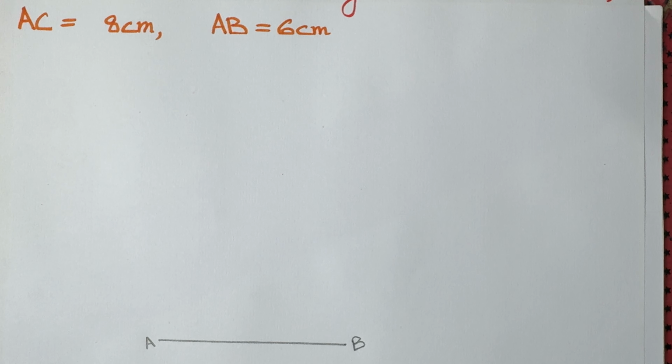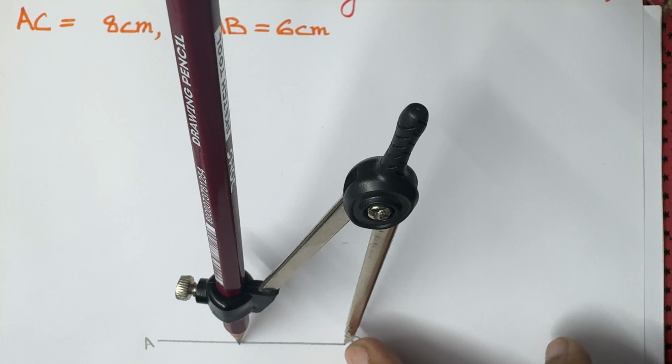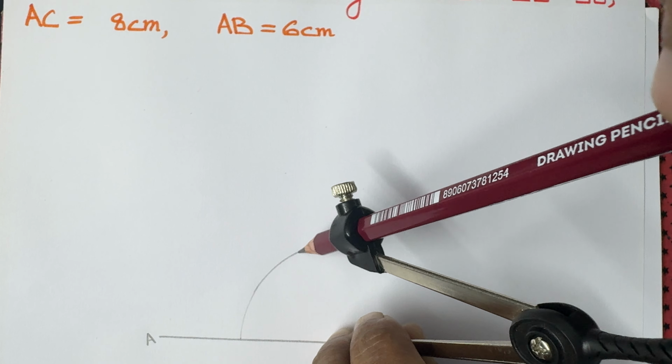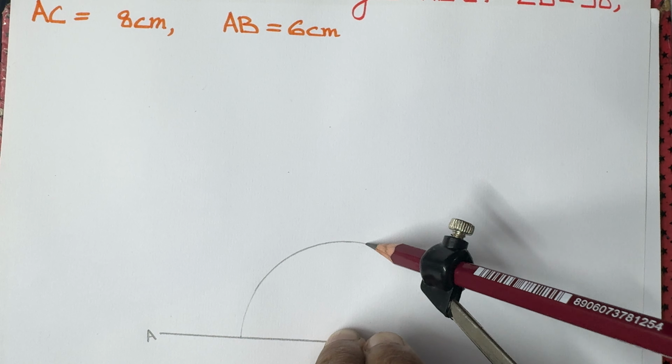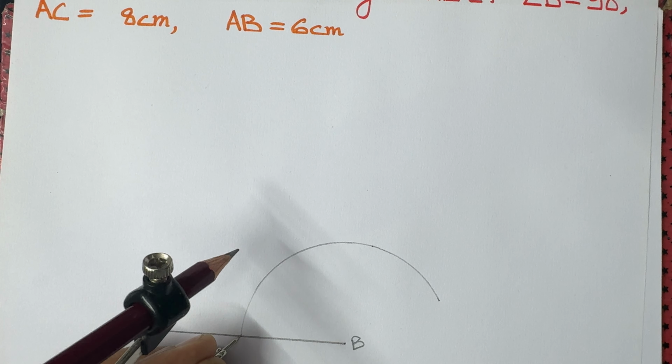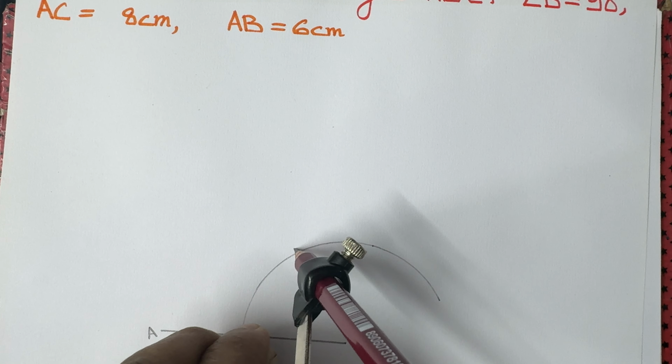Next, we want to draw angle B that measures 90 degree. To draw angle B that measures 90 degree, we take a compass and draw a circular arc. Without changing the radius, draw several circular arcs.